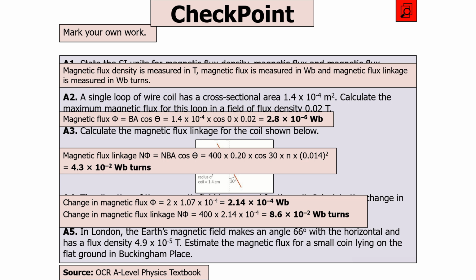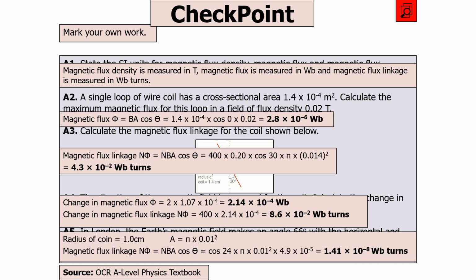We can estimate that the radius of a coin is about 1 centimeter, so the area of the coin is going to be pi r squared because it's a circle. But remember, we convert our centimeters into meters, so it's pi times 0.01 squared. Pop in all the values. Remember, the angle is 24 degrees, so it's 1.41 times 10 to the minus 8 Weber turns.